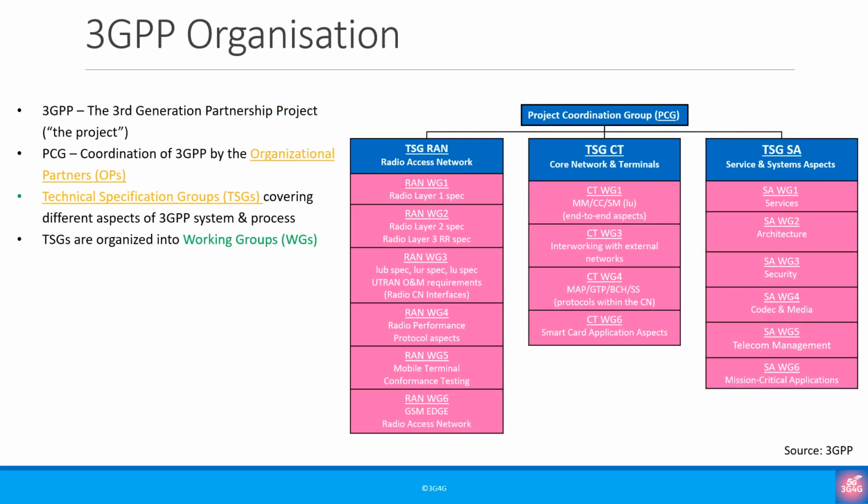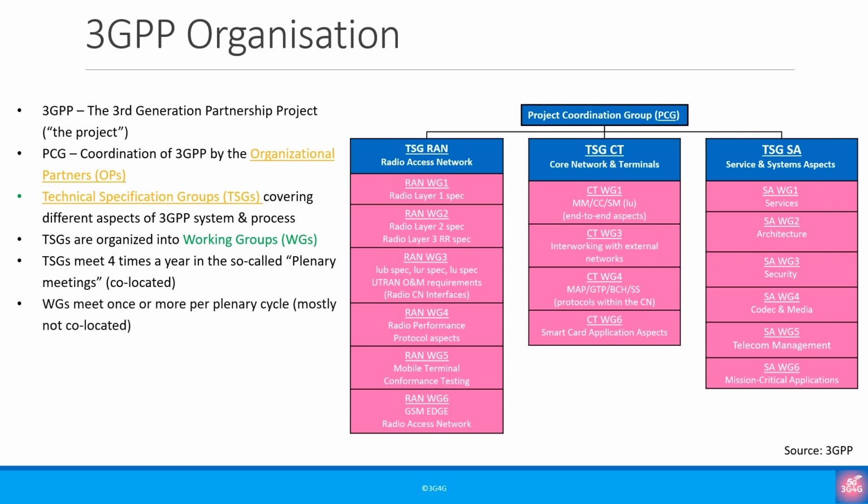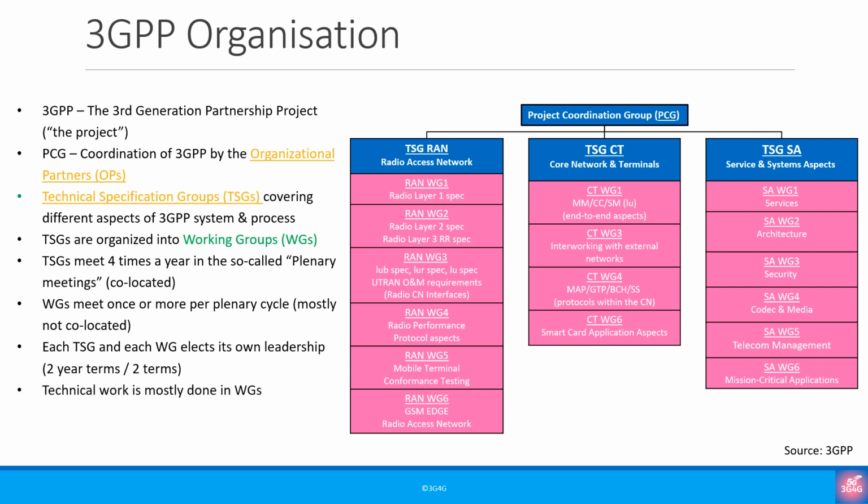A few more things about the 3GPP organization. TSGs meet 4 times a year in the so-called plenary meetings, which are co-located. Work groups meet once or more per plenary cycle, generally not co-located. Each TSG and each work group elects its own leadership for 2-year terms and a maximum of 2 terms for any elected official. Technical work is mostly done in work groups. Overall planning and coordination in TSGs.